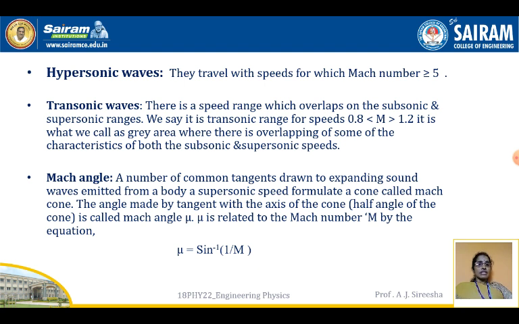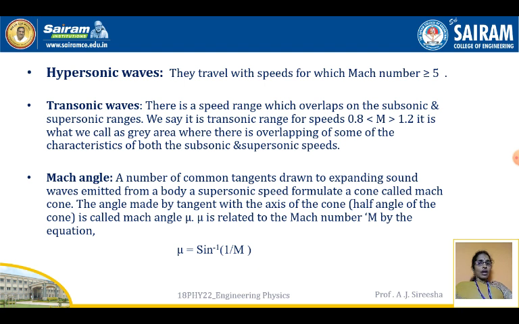We say it is a transonic range for which the Mach speeds, that means the Mach number, should be greater than 0.8 and should be less than 1.2. Such speeds are called transonic speeds or transonic waves.